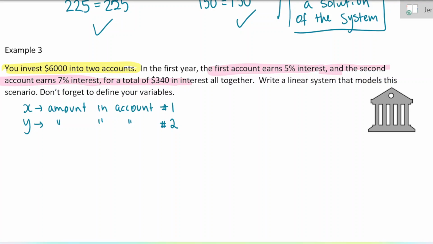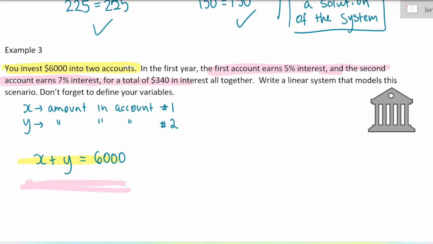And let's do our yellow equation here. So there's no is word in this, but the total amount that I'm investing here is $6,000. So the amount in account number 1 plus the amount in account number 2 has to add to $6,000. So X plus Y is going to be $6,000. You can leave units out of your equations. Okay. And then our pink equation here.